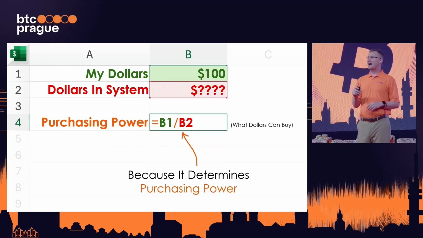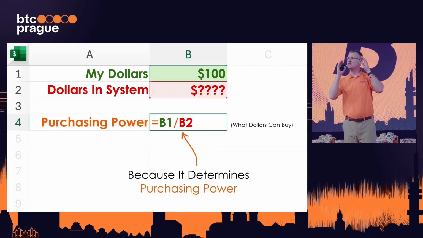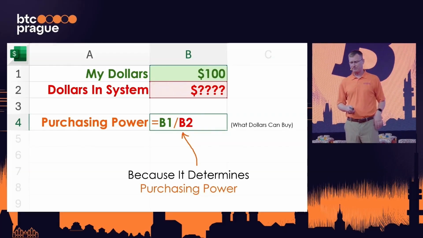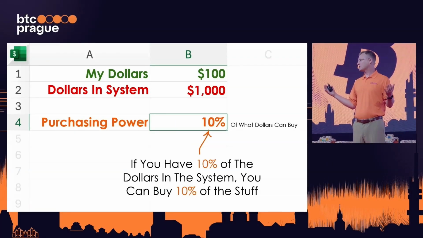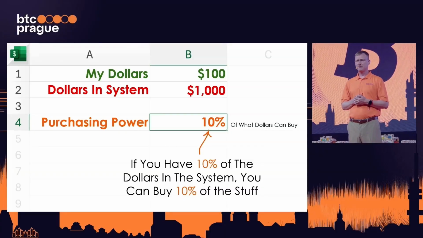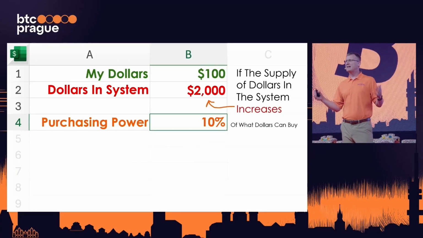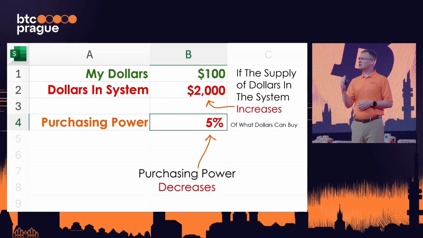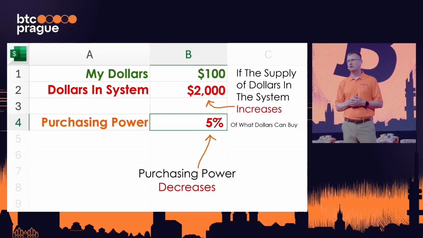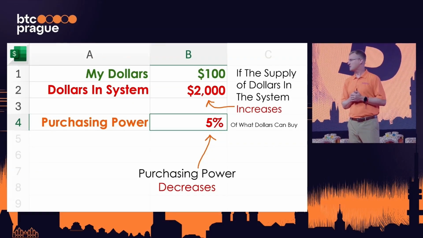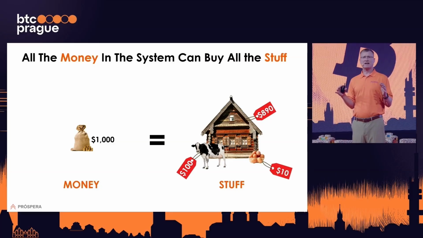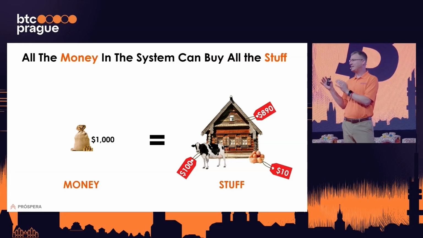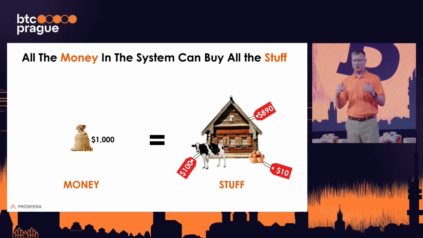Because your purchasing power on any given day is your money divided by how many dollars there are in the system. For example, if you have $100 and there are $1,000 in the system, you can buy 10% of all of the things that dollars could buy at that time in that system. But if somebody increases it to $2,000, your purchasing power drops from 10% to 5%. There is a direct correlation between the amount of dollars in the system and the amount of stuff you can buy in that system, and those prices are a correlation.